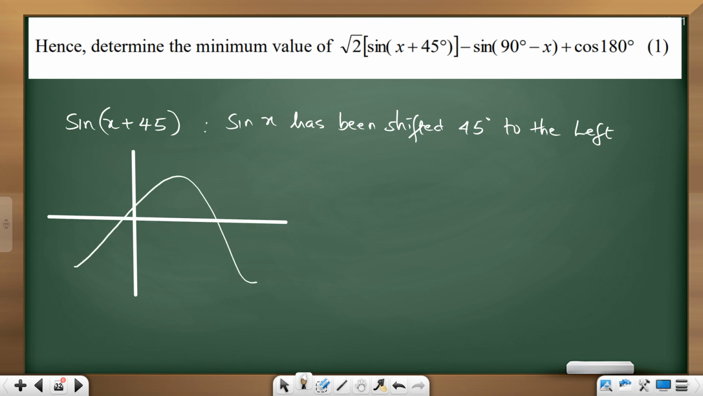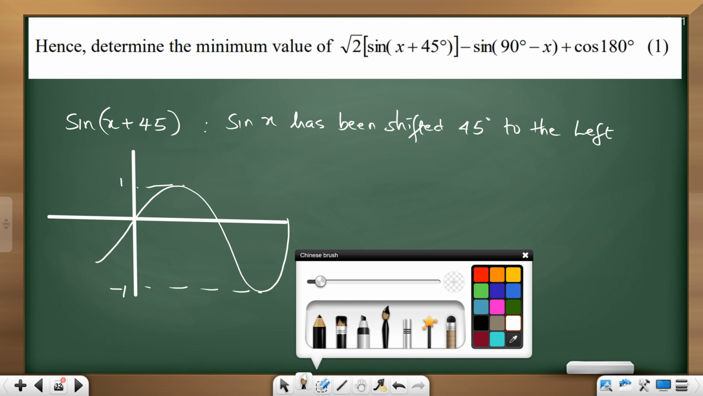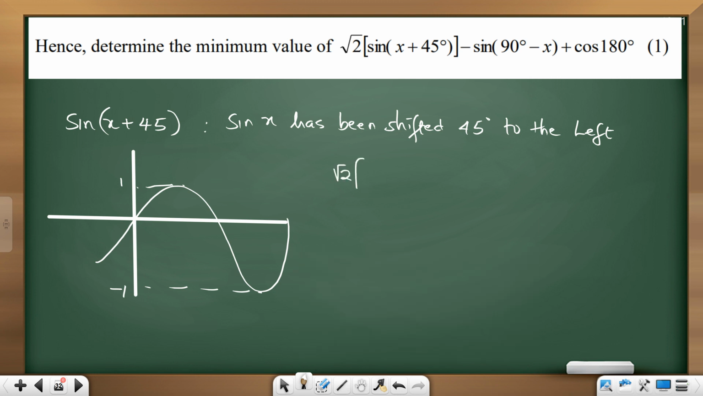Okay, so guys, if I have a normal sine graph, what is the maximum? 1. What is the minimum? Negative 1. So, it means I'm going to have what? Root 2. What's the minimum value of sine x plus 45? Because we are dealing with minimum. Negative what? 1. Make sense? Minus sine 90 minus x. What's the minimum value? That's a cos x graph. It is still what? Negative 1. Sine and cos, minimum values are what? Negative 1.